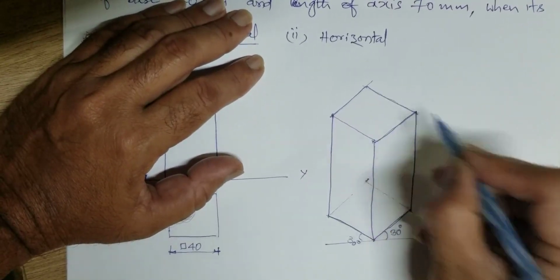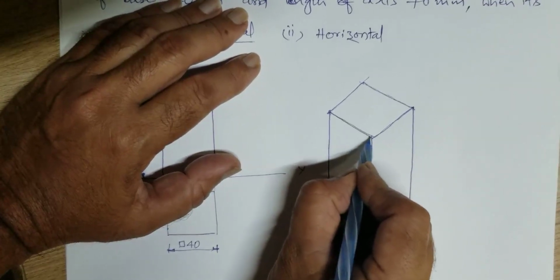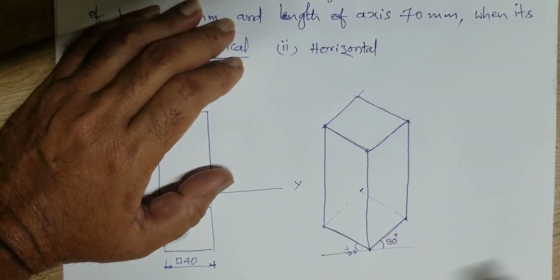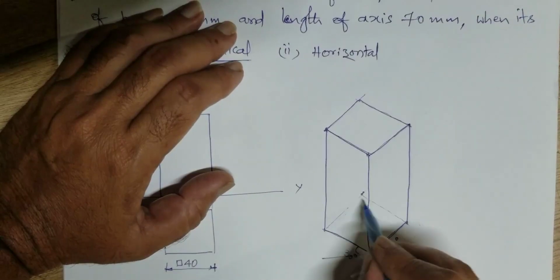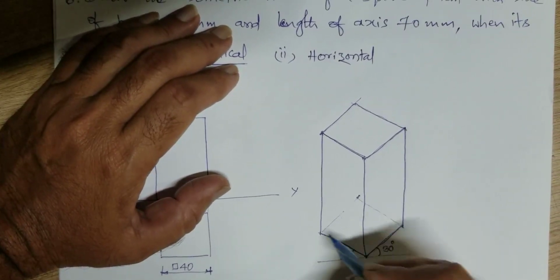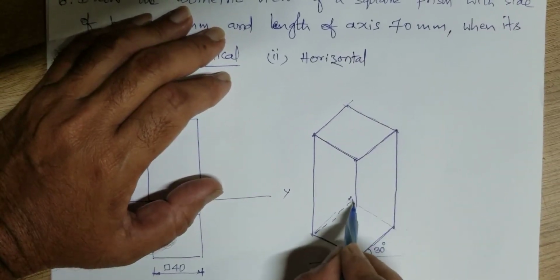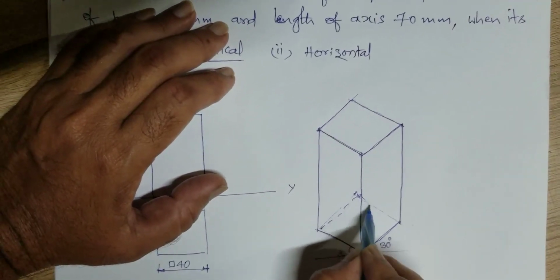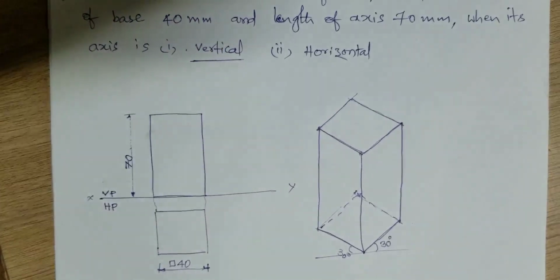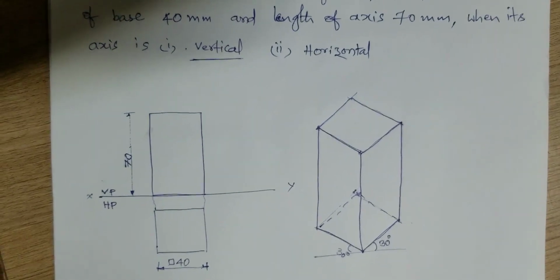All these are dark. See, the cuboid is standing. So these portions we can leave as light lines, or otherwise you can keep hidden lines like this, no problem. That is up to you. You can keep these hidden lines like this. This is a vertical.